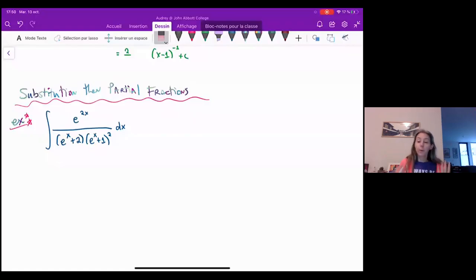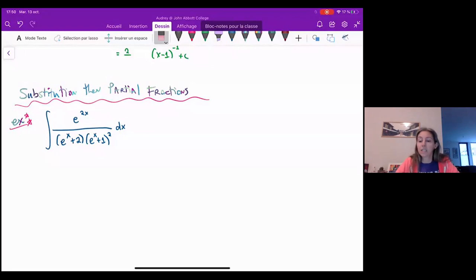Hi guys, so we've seen partial fractions. We know what case 1 and case 2 for partial fractions look like. Now we're going to do a question that actually requires us to do a substitution first. So sometimes doing a substitution could result in the necessity for partial fractions. Let's see how that works out here.